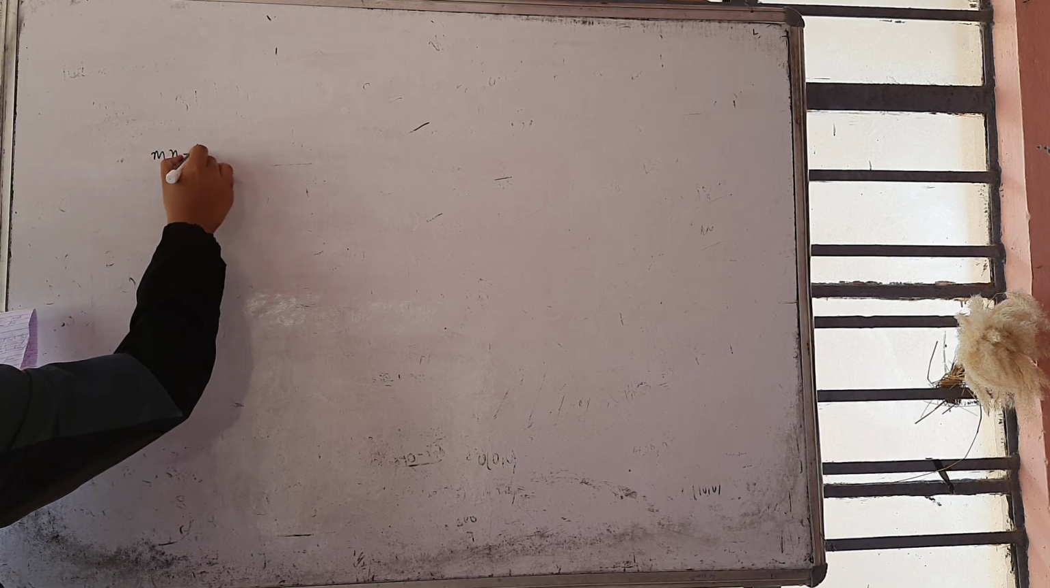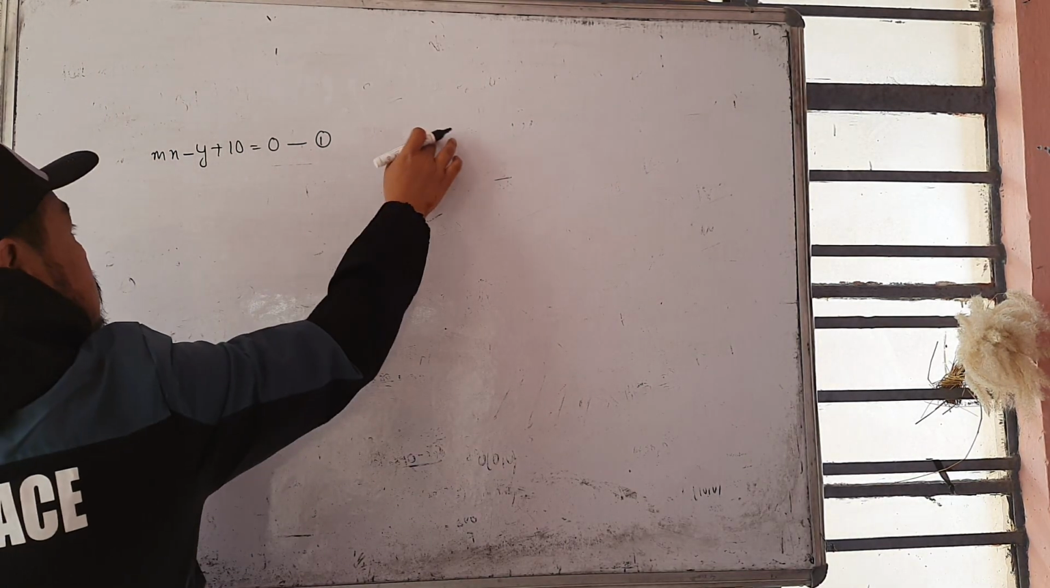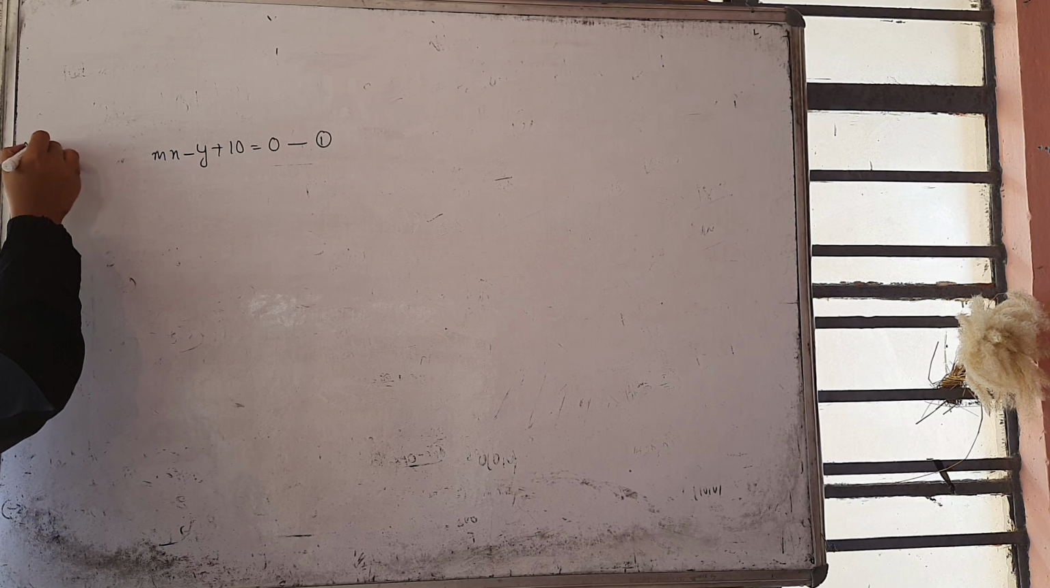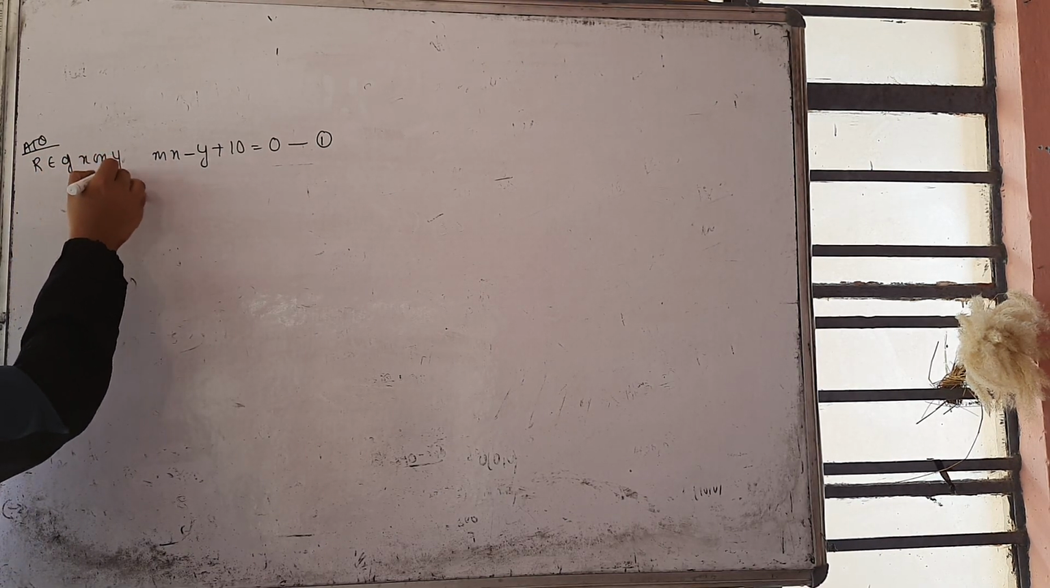Okay, so 2 questions are done. Now move on to the third question. Listen, everyone. This is a very important question. If the regression line x on y is given by mx minus y plus 10 equal to 0. This is a regression equation. It could be x on y or it could be y on x. But it's given in the question. According to the question, what have they said? This is the regression equation of x on y. Is it clear?